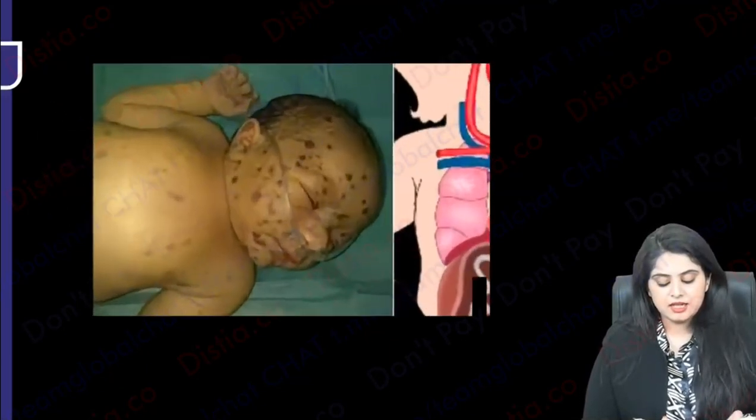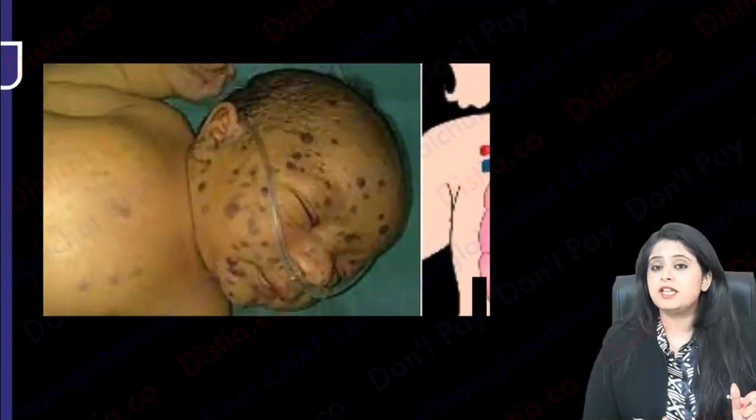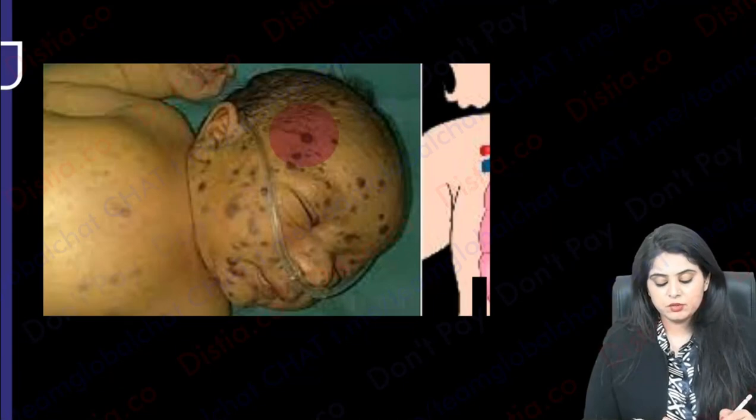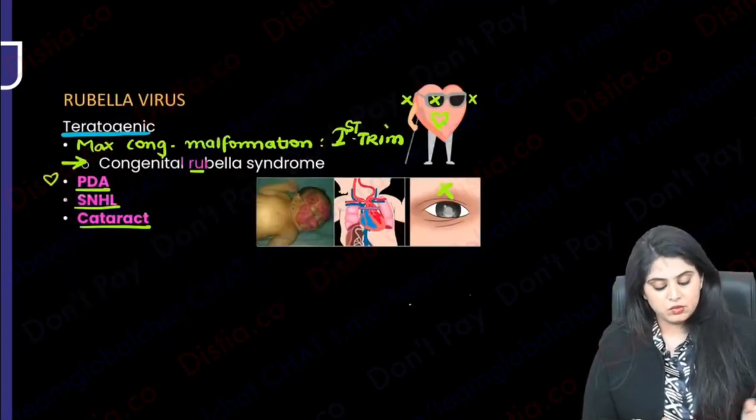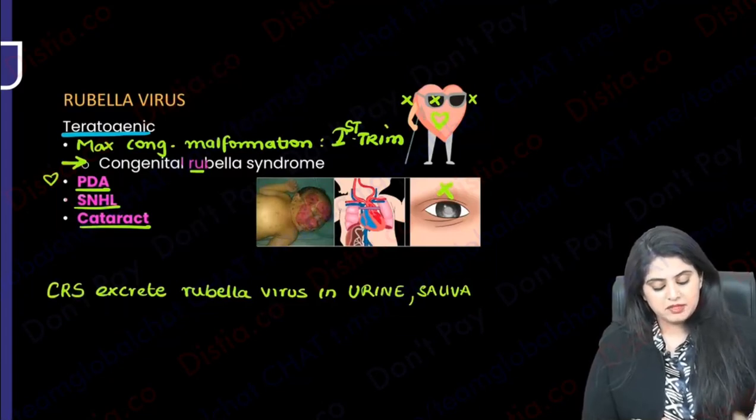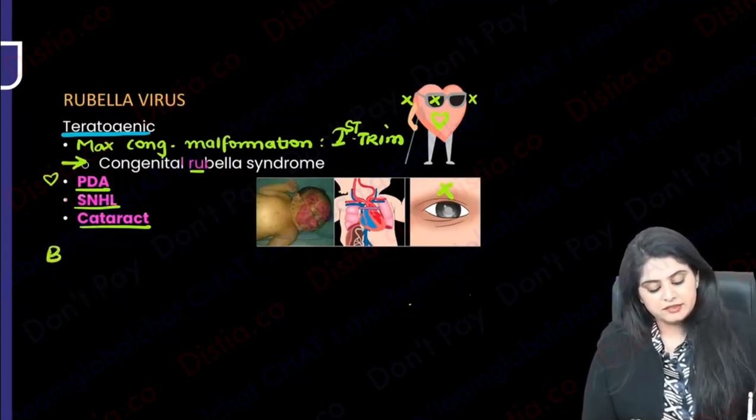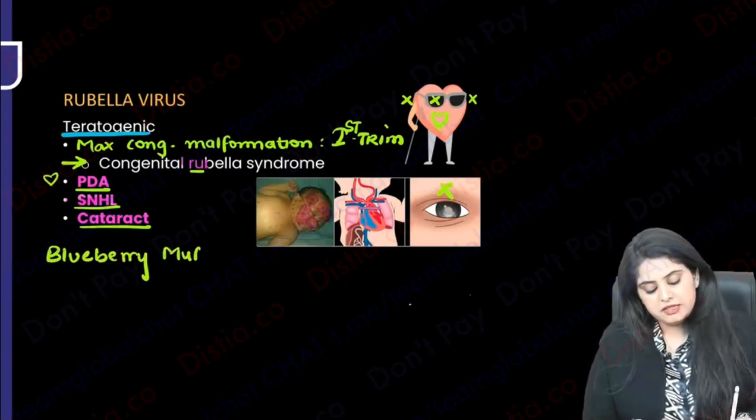But other than that, I can also see that this child has a very classical appearance. If you notice on your side, this child has a very classical appearance, and that is referred to as a dermal manifestation known as the blueberry muffin baby. This is referred to as the blueberry muffin syndrome or the blueberry muffin baby.